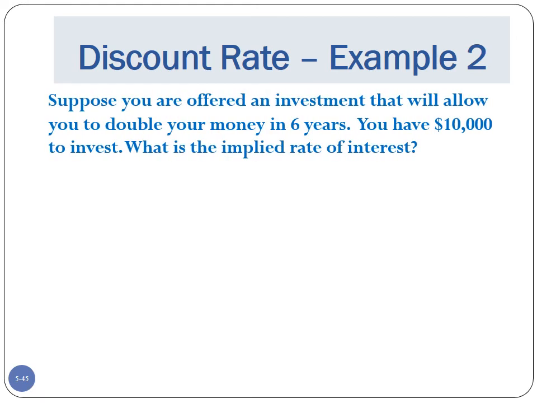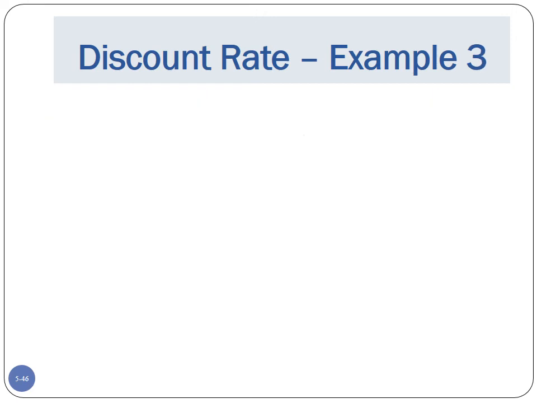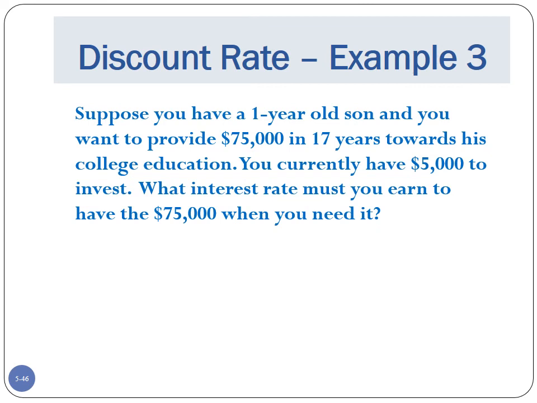Here's another example. Suppose you're offered an investment that will allow you to double your money in 6 years. You have $10,000 to invest. What's the implied rate of interest? Again, 12.25% using the calculator, but we can just as easily use the equations. This is very important because it enables you to choose among different investments that have different rates of interest. It also enables you to cut through the BS associated with many investment opportunities.